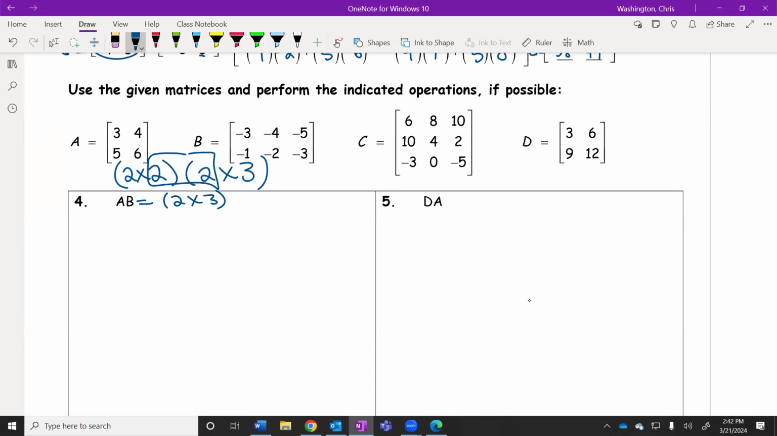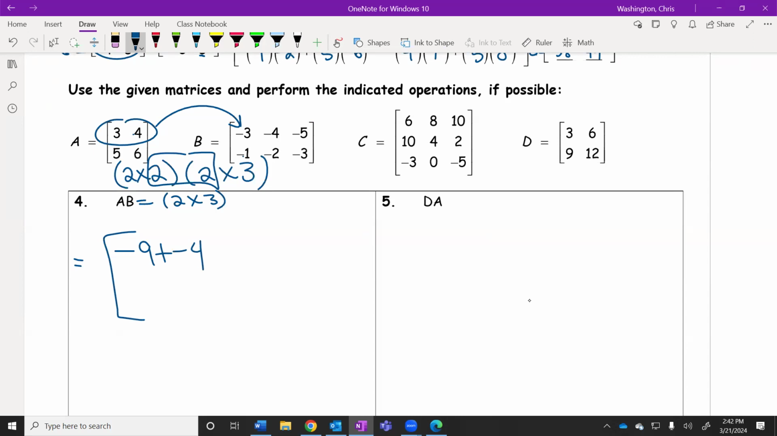A times B is going to be a 2 by 3 matrix. Now, how might we multiply A times B? Well, let's try. First row, first column. 3 times -3 is -9. Plus 4 times -1 is -4.